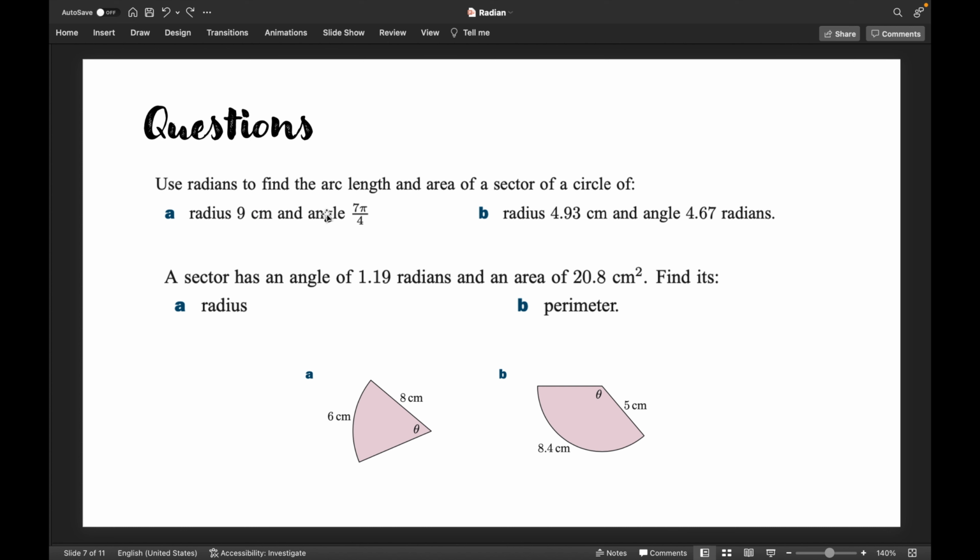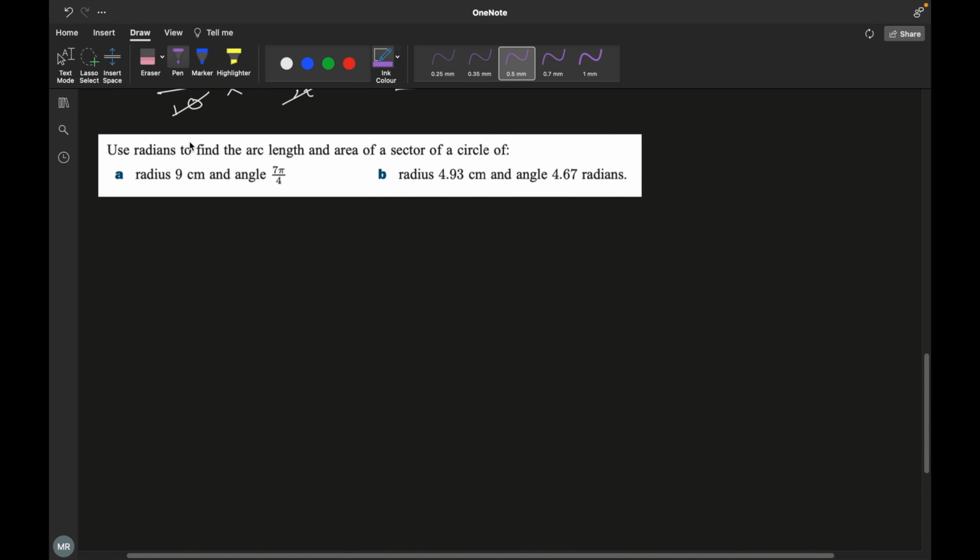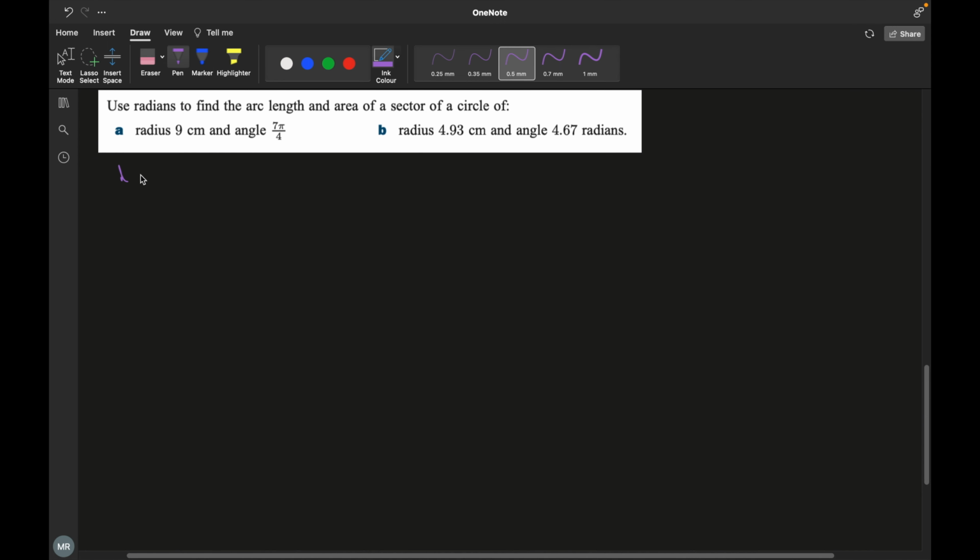Let's read it. Use radians to find the arc length and the area of a sector of a circle of radius 9 cm and angle 7 pi by 4. We know that L equals theta r. So we'll substitute the values, which is 63 by 4 pi, which is 49.48. We'll round it to 49.5 cm.